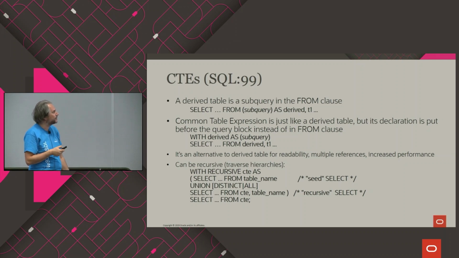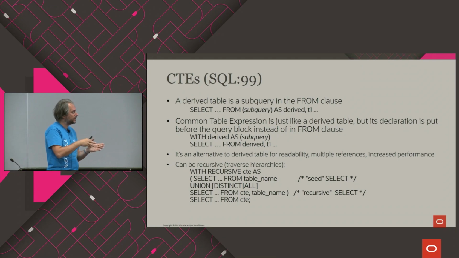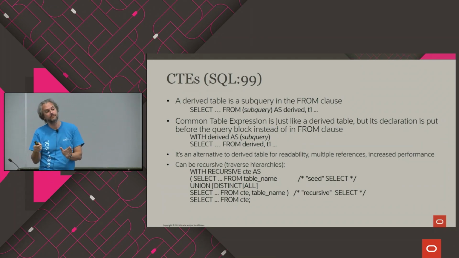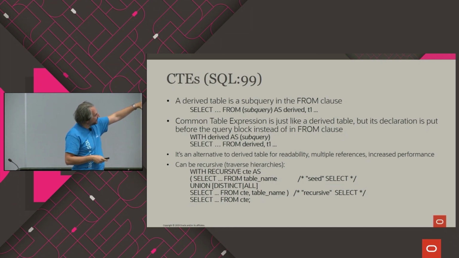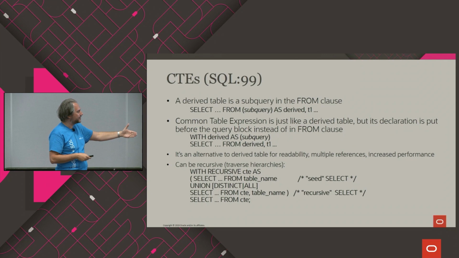What is a CTE? It's a derived table. The derived table is a subquery. The derived table is after the FROM. So it's a subquery, and you call it a derived table when it's after the FROM. If it's not in the FROM, it's not derived. So a CTE is a subquery that is at the very beginning of the query, before the SELECT. You call it with WITH ... AS, and there you put your subquery.